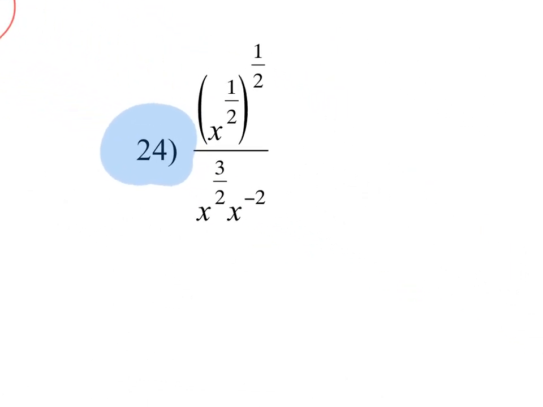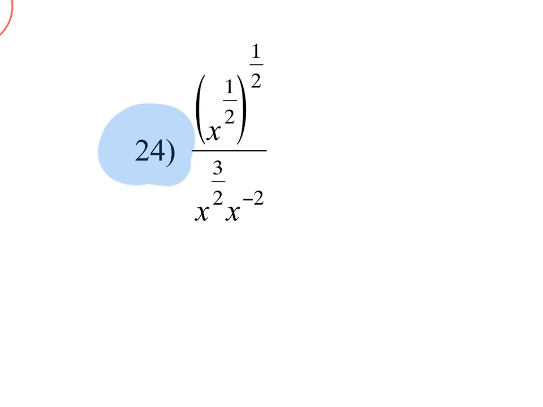And finally, let's look at number 24. We have a single variable here. We have x in the numerator and denominator. So we're going to be really dealing with all of our exponent rules. Let's simplify the numerator first and see what happens. We'll get x to the 1/4 in the numerator, because when I multiply 1/2 times 1/2, I get 1/4.